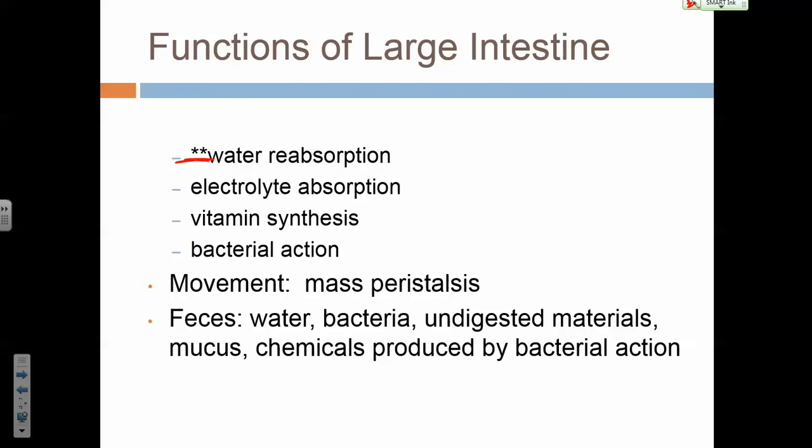You don't absorb any nutrients. There's no chemical digestion that occurs at the large intestine. There's no nutrient absorption, but you may have a little electrolyte absorption.